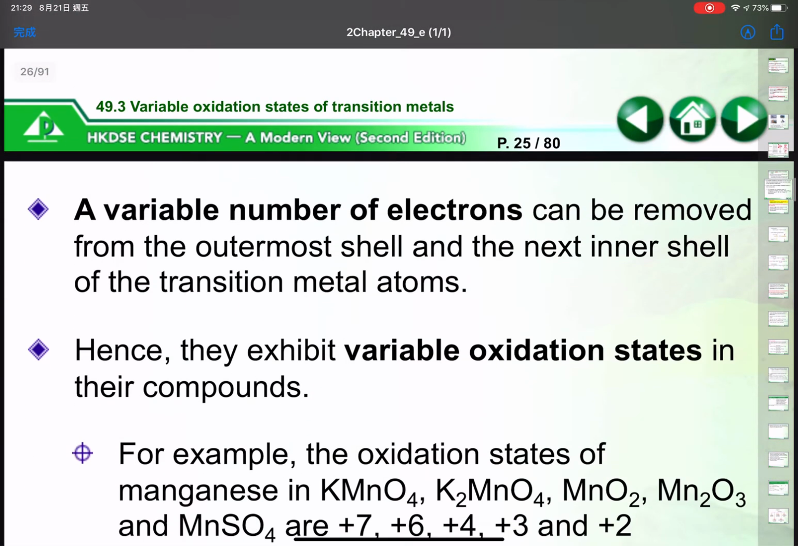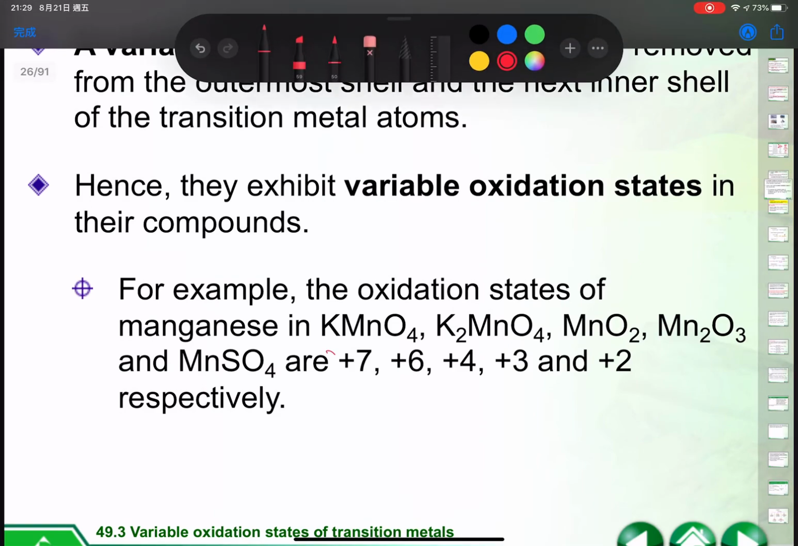Okay. So a variable number of electrons can be removed from the outermost shell and the next inner shell, because this is the reason. Because for transition metal, it is not only the outermost shell electrons that are removed, the next inner shell electrons also donate electrons to the sea of electrons, if you remember. So that's why they have a variable number of electrons. So hence they exhibit variable oxidation states, just like potassium permanganate, MnO2, Mn2O3, MnSO4. You can see the transition is 7, 6, 4, 3, 2, etc. Okay. So therefore, they have variable oxidation states.